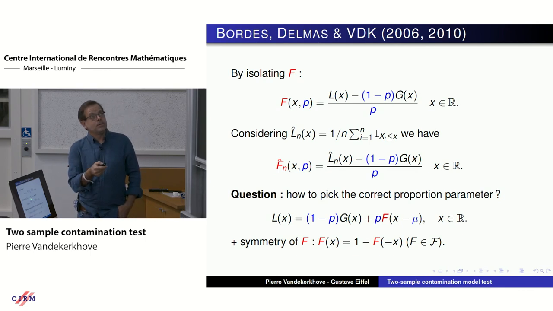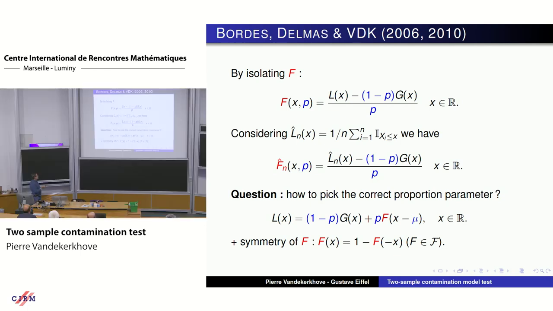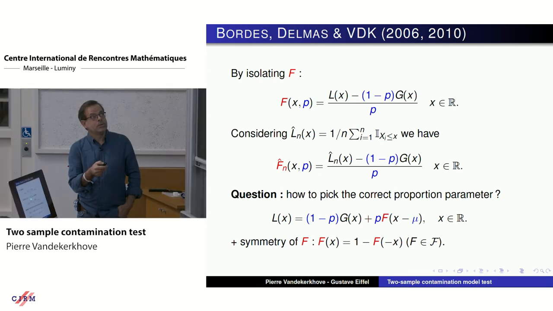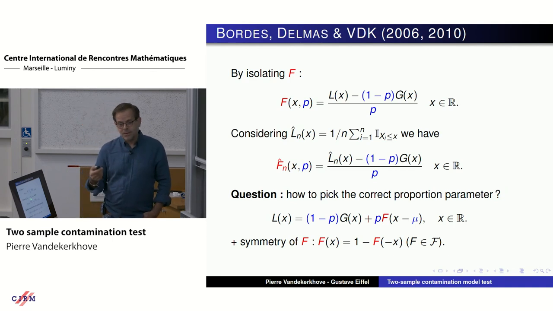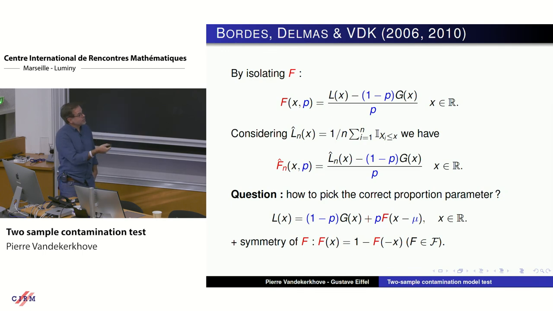Since L is the distribution of the observations, I can estimate this part by an empirical CDF, right? So I will call this estimation of F under P the inverse empirical CDF under P. And now the question, okay, that's a dream. I suppose here that I know P, but I would also like to estimate the proportion parameter. And this is much more tricky.